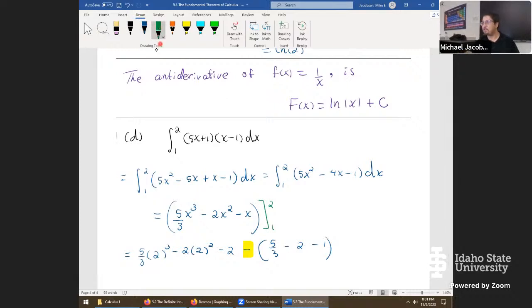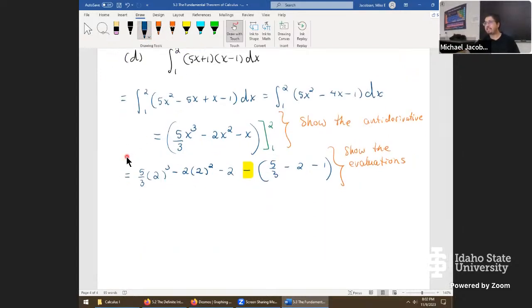And this is a good time to pause here for just a moment. When you're doing these as a homework question, the steps that we have to take are definitely show the antiderivative. So that's definitely part of the calculus. We also have to show the evaluation. By that, we mean plugging 2 in and 1 in and subtracting.